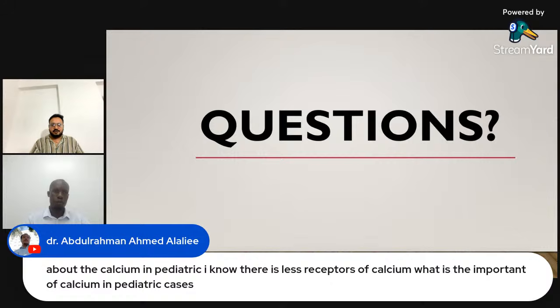Calcium is good, but sometimes it may cause side effects, because of calcium overload. In many cases we have seen that due to calcium overload, the heart becomes a stone heart. So we should avoid calcium overload and overdosing in pediatrics.